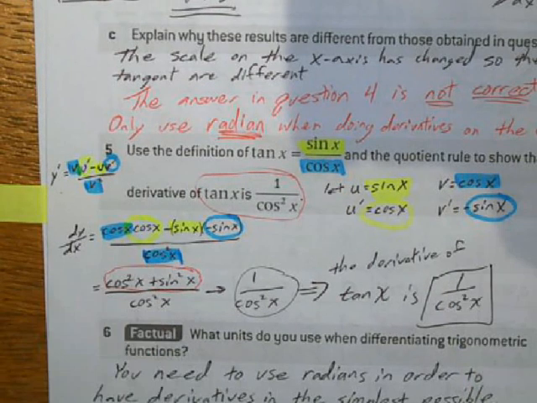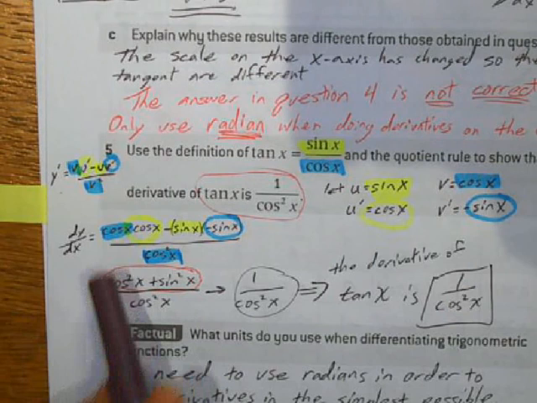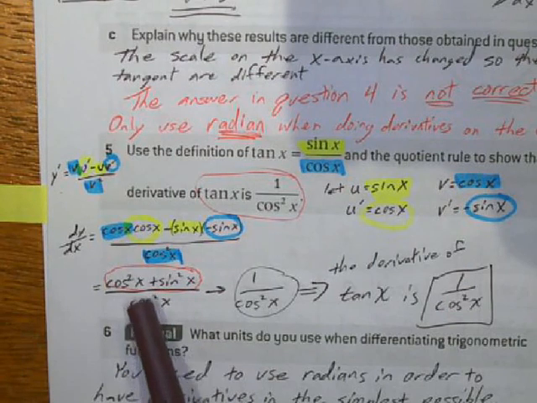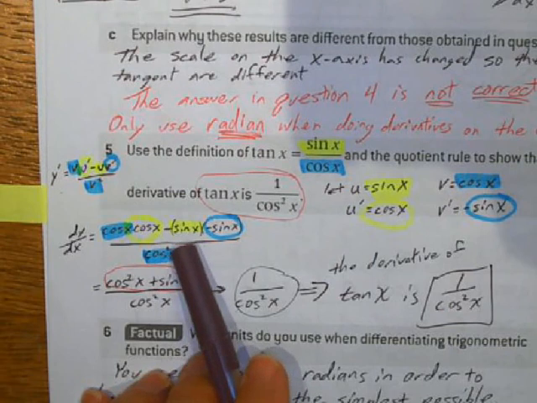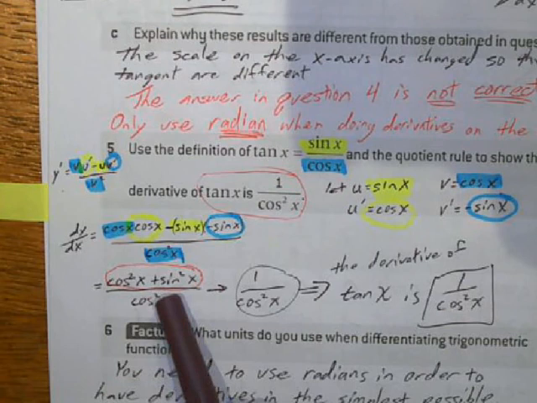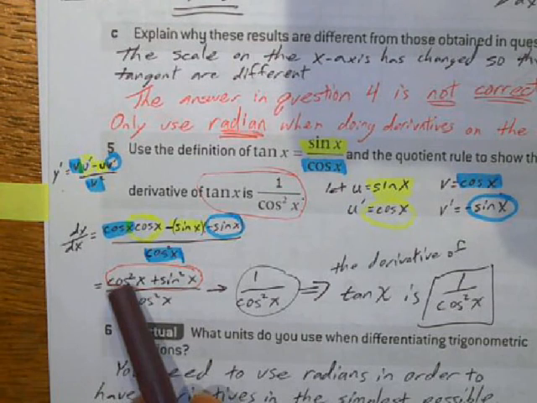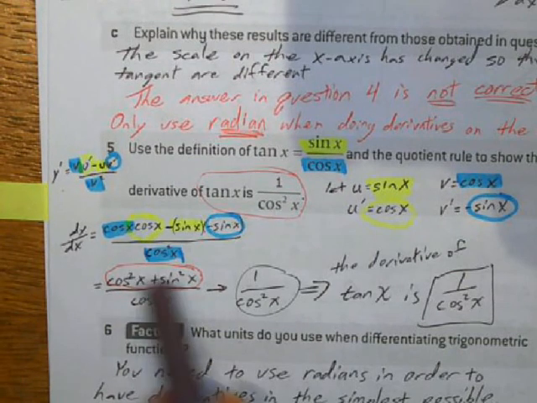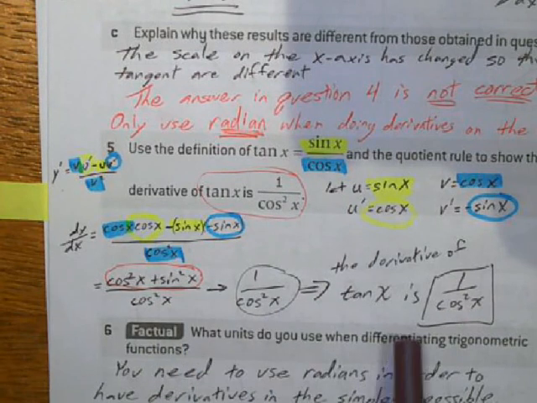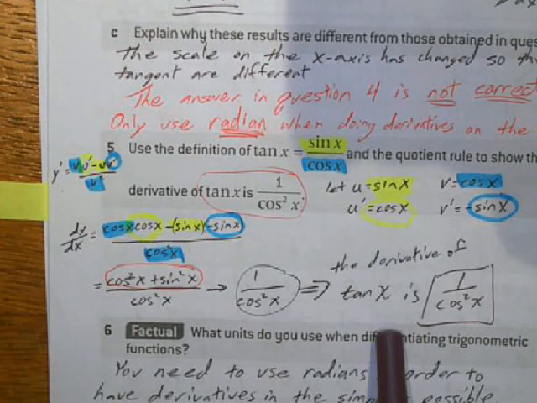Okay, now I can write cosine x times cosine x as cosine squared x, minus sine x times negative sine x is going to give me positive sine squared x, and we have a trig identity that cosine squared x plus sine squared x is 1, and now I've just proved that the derivative of tangent x is equal to 1 over cosine squared x.